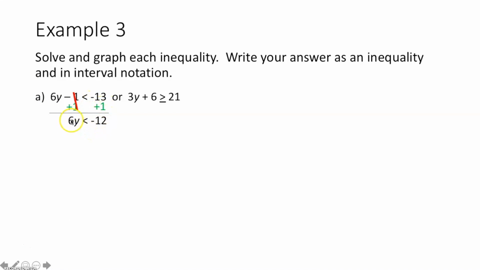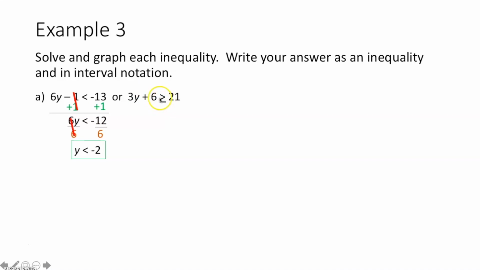And then to get this 6 over here, to get all my constants to the right, since it's 6 times y, I do the opposite, the inverse. I divide both sides by 6. That way these cancel each other out. And over here, negative 12 divided by 6 is going to be negative 2. Now again, why didn't I flip my inequality symbol? Because I'm not dividing by a negative number. I'm dividing into a negative number. That's different.